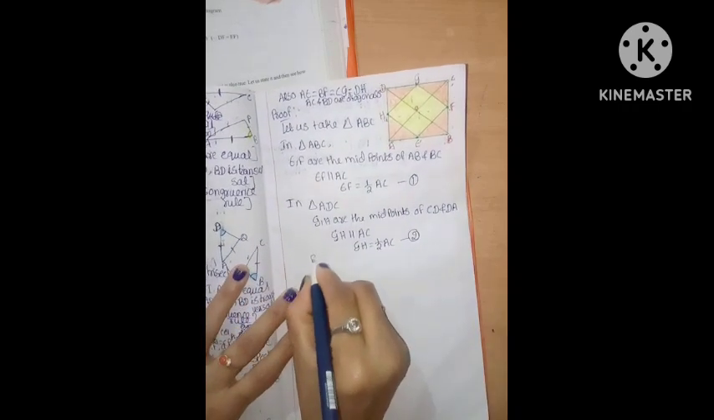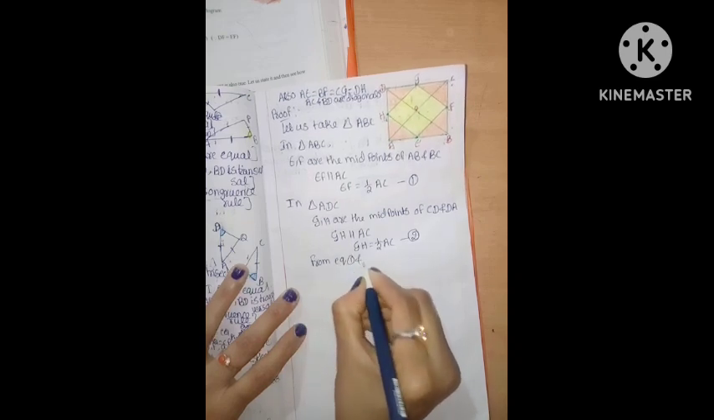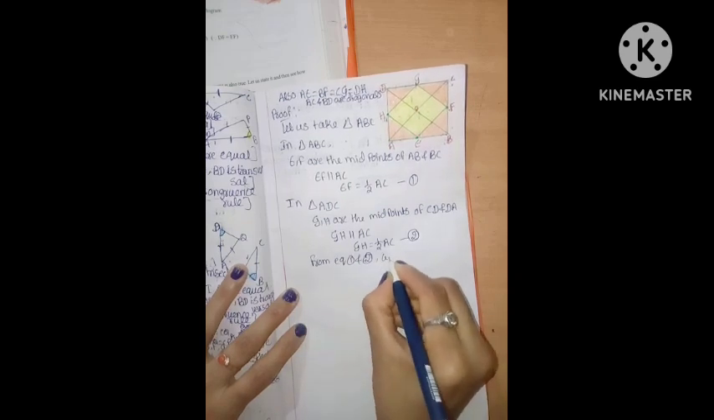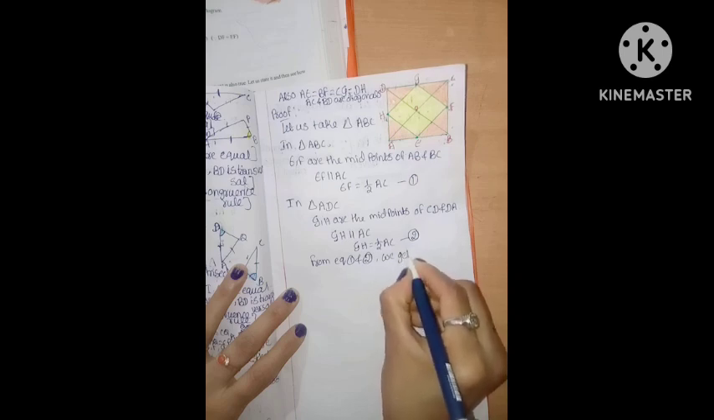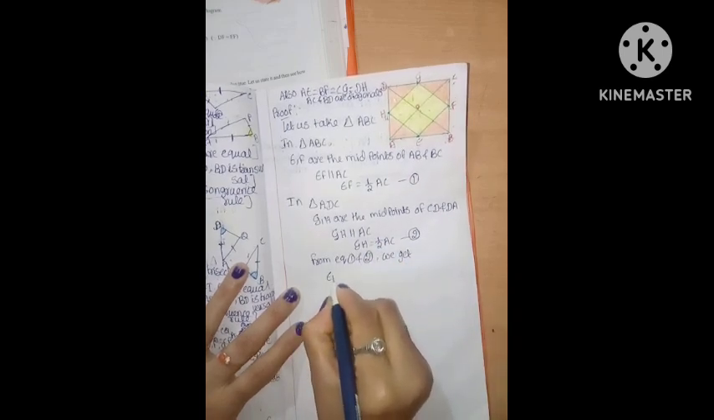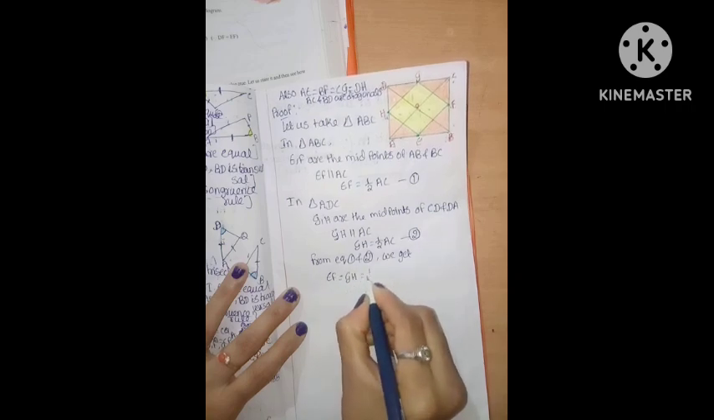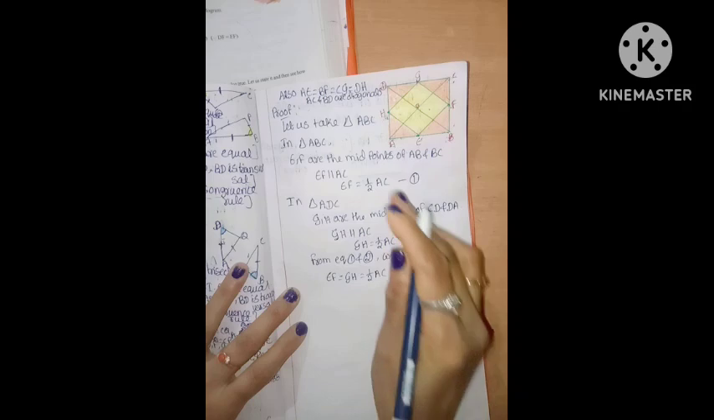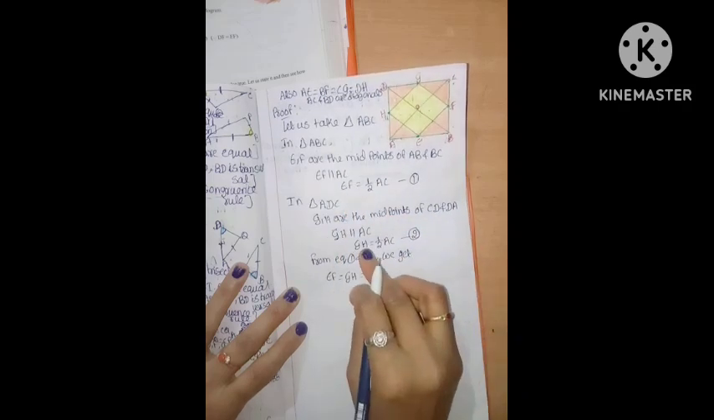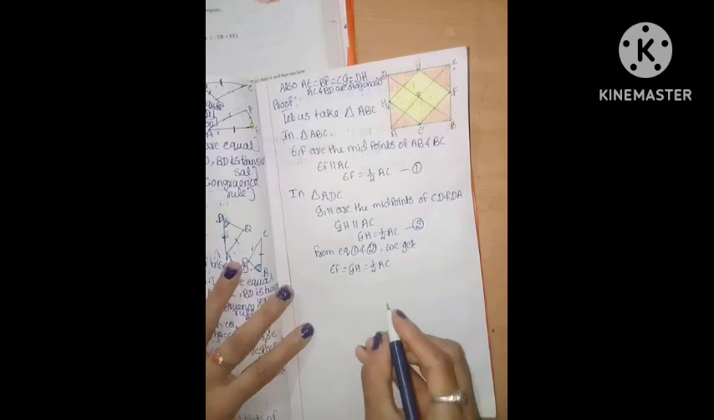From equation number 1 and 2, what will we get? EF is equal to GH is equal to half of AC. Half of AC equals EF and half of AC equals GH. So EF and GH are equal to half of AC only.